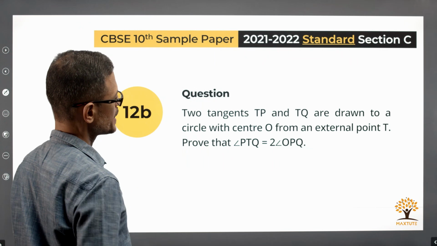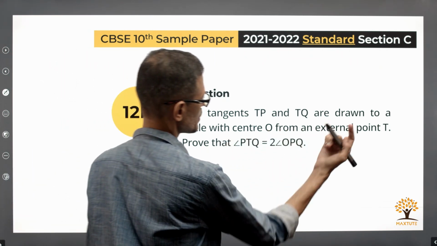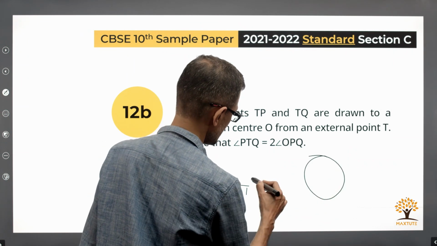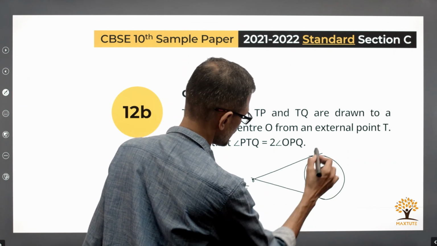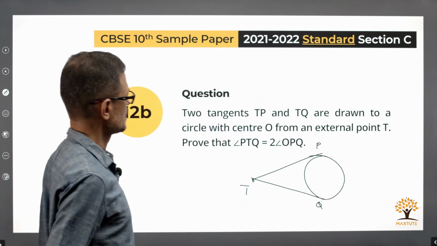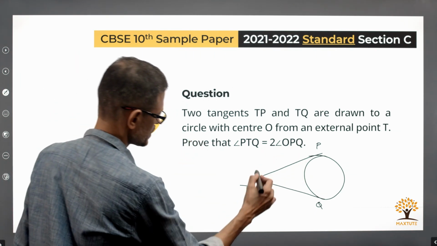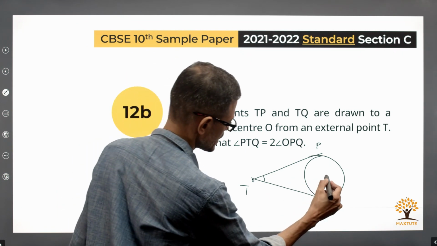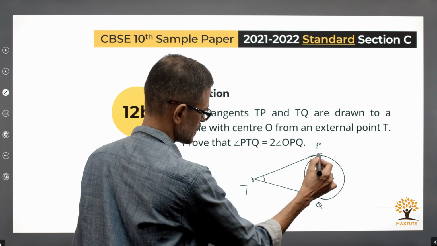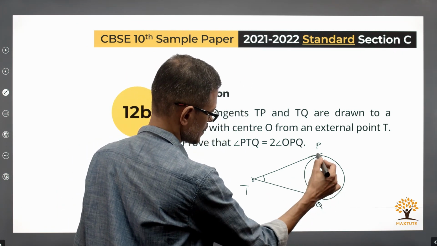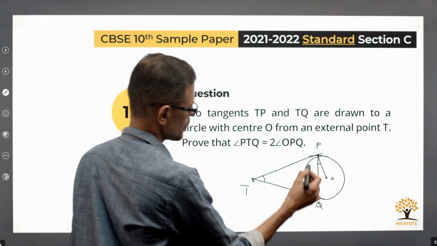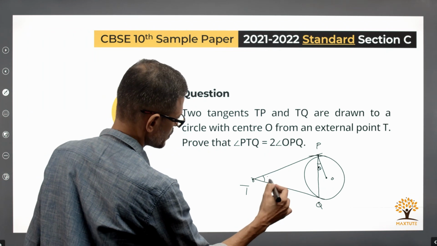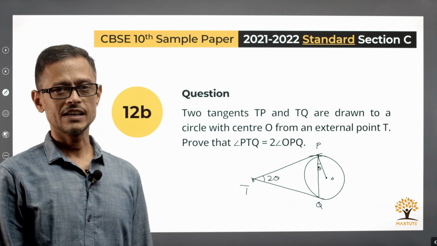Two tangents TP and TQ are drawn to a circle with center O from an external point T. So let's quickly draw this. This is point T, the circle that we have here. TP and TQ are the two tangents we have drawn. Prove that PTQ, this angle, is equal to 2 times angle OPQ. Center of the circle is here O, right? PQ, let's join this. Angle OPQ, if we call it theta, we need to prove that PTQ is equal to 2 theta. This is what we'll have to prove.